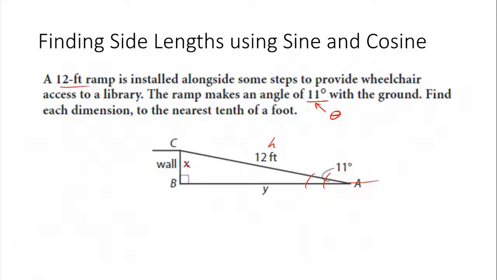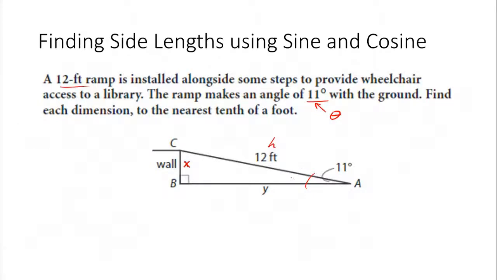So that means we have to solve for x and then solve for y. We have to figure out how tall this thing needs to go up on this wall, and then how much length we have to give on the floor, which will be our y. Let's start solving for those. I'm going to solve for x first.